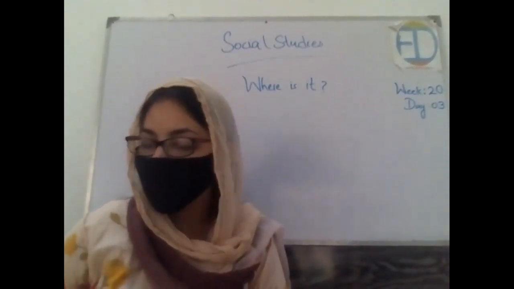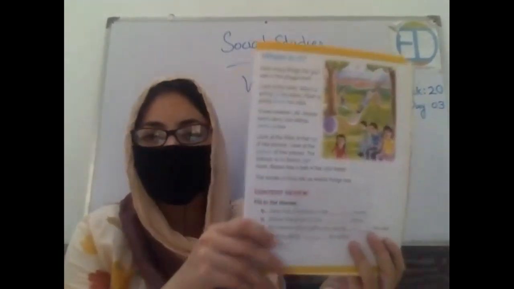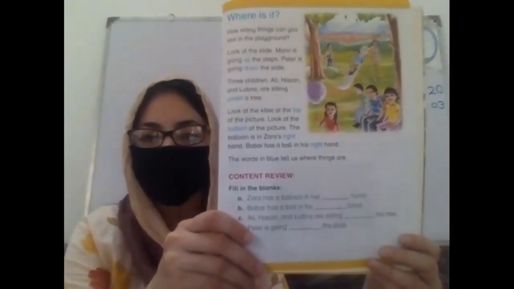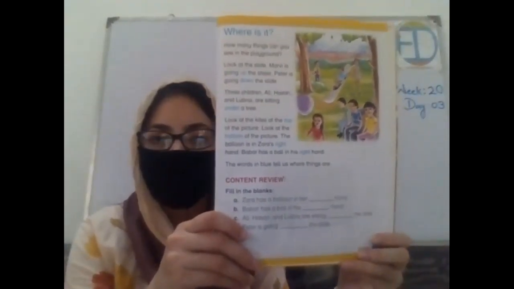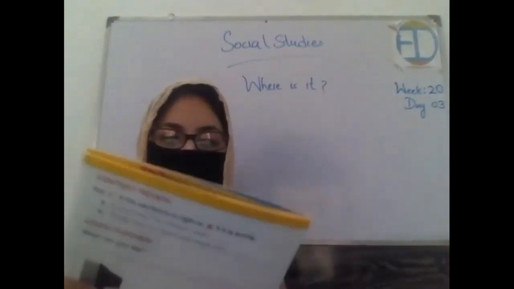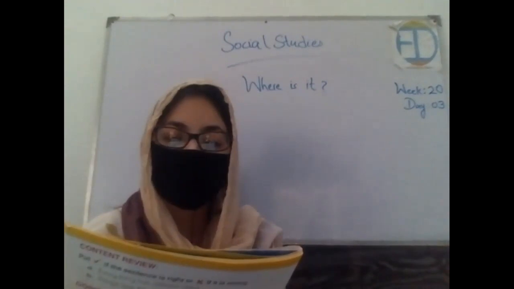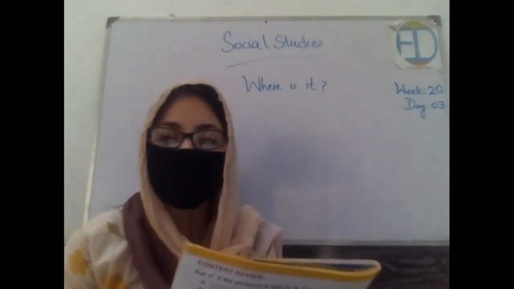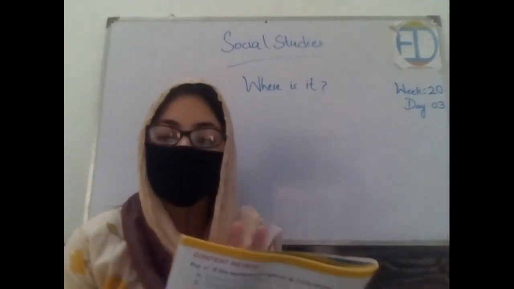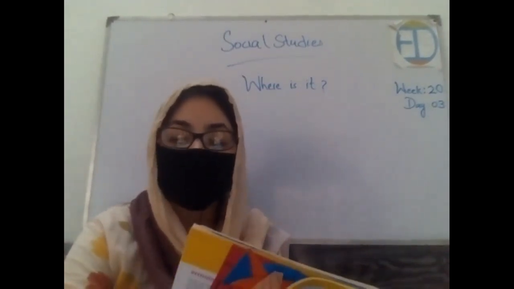Okay. So let's start our lesson with the reading of book page number 55. I want you all to please open this book. Hurry up. The topic name is where is it? Now it says, how many things can you see in the playground? There is a picture of a playground and there are a lot of things in that. So the question is, how many things can you see in the playground?